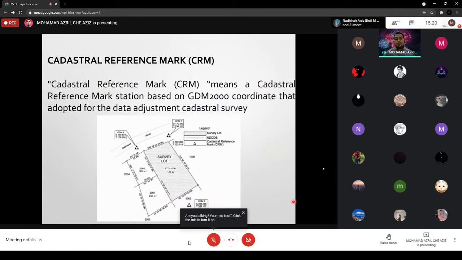Next, we go to the cadastral reference mark. So what is the cadastral reference mark? You can refer to page 27. A cadastral reference mark means a cadastral reference mark station based on GDM 2000 coordinates that is updated for the data adjustment of cadastral survey.